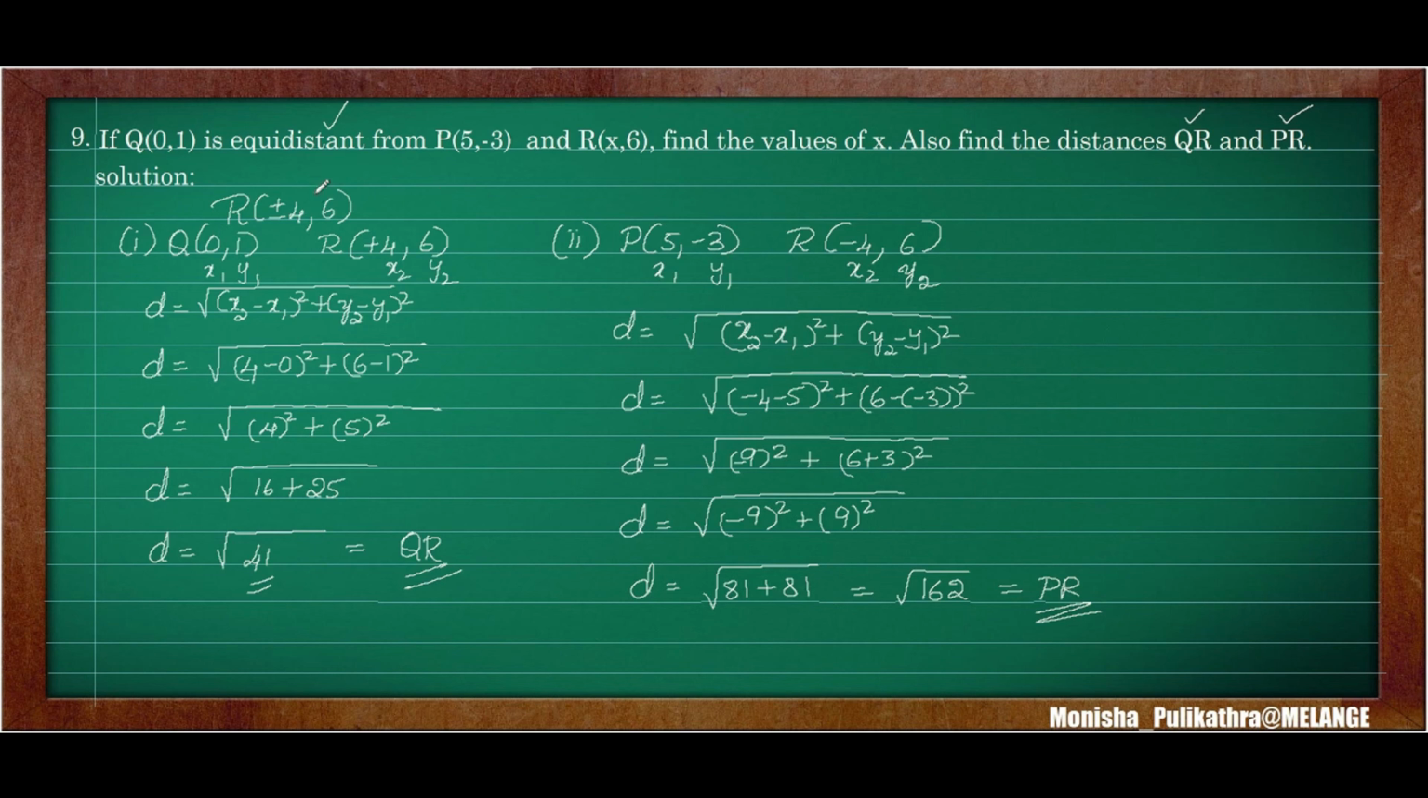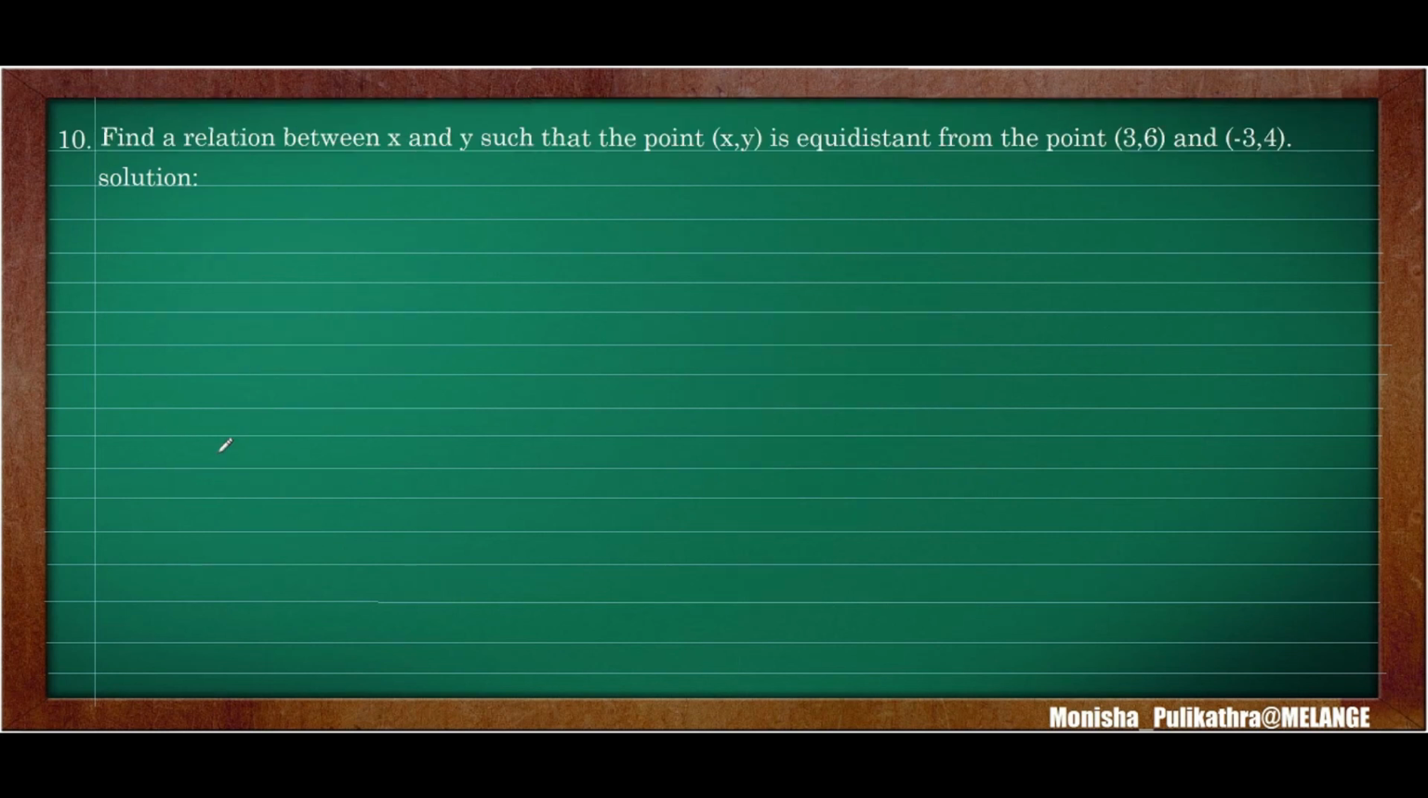Okay, so here R we can take plus 4 or minus 4 here also. So in the first case I have taken plus and in the second case I have taken minus. Okay, I hope you understood this problem.